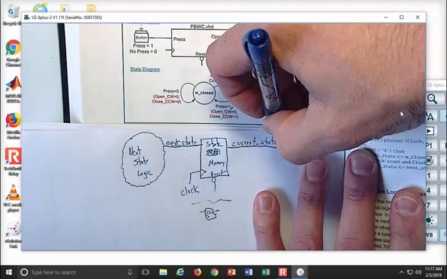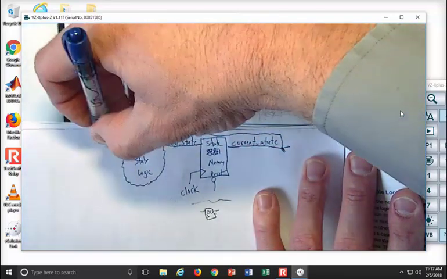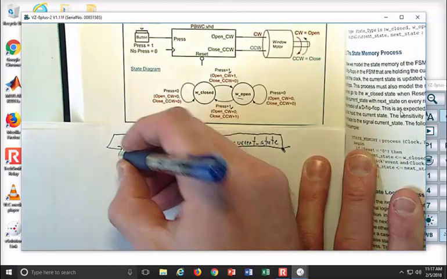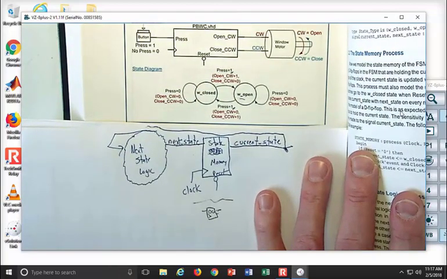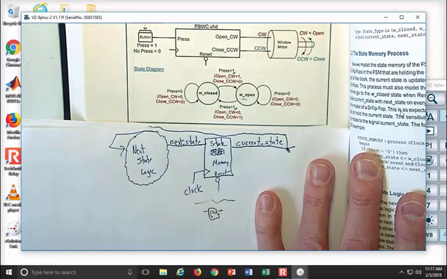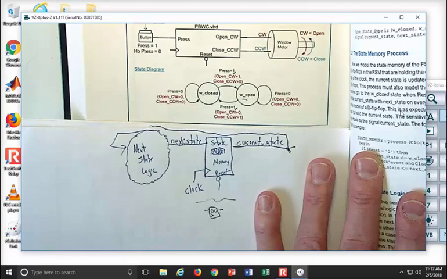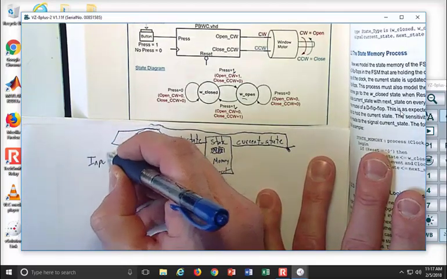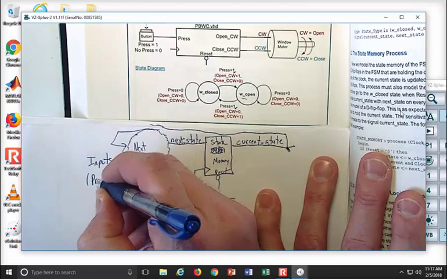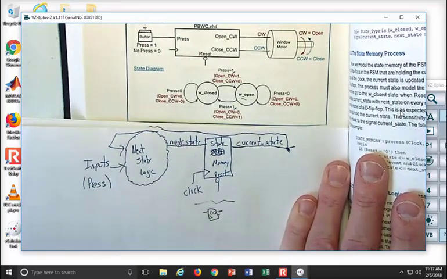So current state is fed back like this into next state. Next state logic. If you don't look at the current state, you're just a random circuit. Now I ask you, does it look at anything else? The inputs, absolutely. So it has to look at the inputs, which in this example, there's just one bit called press. All right, so that's really what we do.